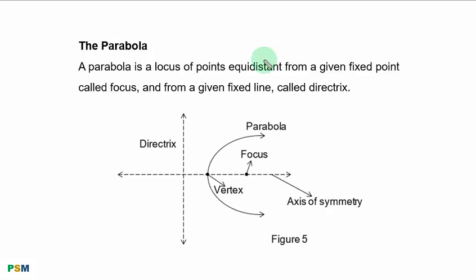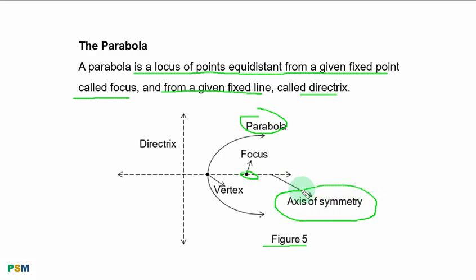A parabola is a locus of points equidistant from a given fixed point called the focus and from a given fixed line called the directrix. You have figure 5. This point is the focus. You have the parabola, the axis of symmetry, or the x-axis, and the point of intersection between the parabola and the axis of symmetry is the vertex.